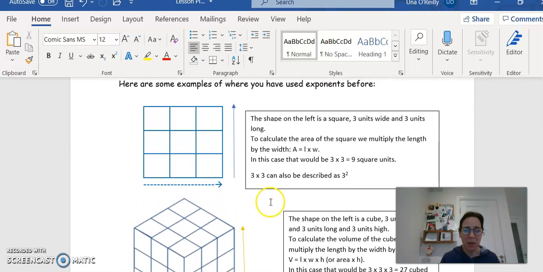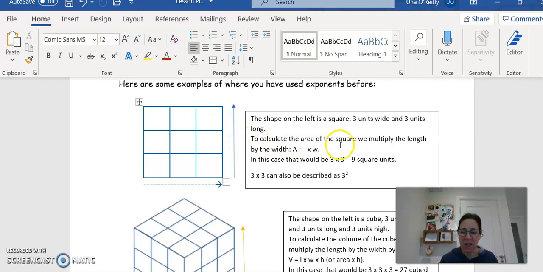So I just wanted to show you some examples of where you've used exponents before, because it is a kind of an odd word that you may not have heard, but we do use them all the time. What I've got here is a square, the shape on the left is a square. You don't have to measure it, you can just take it as a square. It's 3 units wide and it's 3 units long.